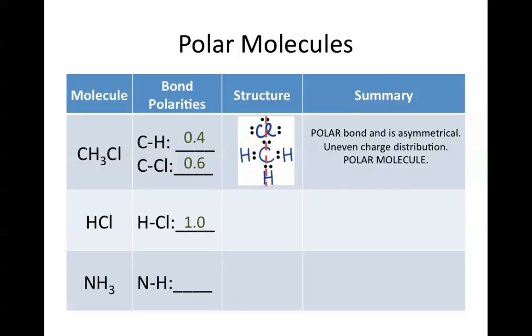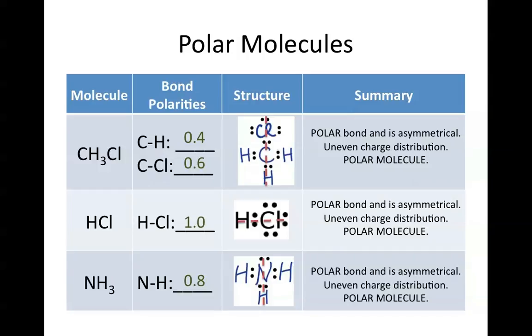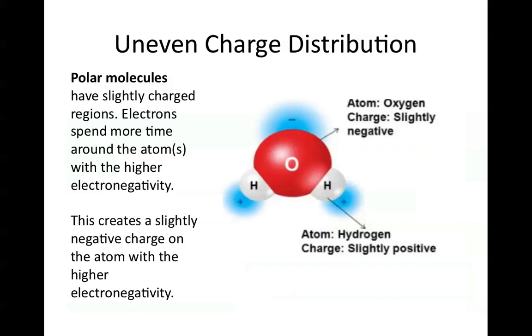When we check HCl, we have a difference of 1.0. I can only have one line of symmetry, so we have both a polar bond and an asymmetric shape, which means we have an uneven charge distribution and another polar molecule. When I complete NH3, I get a 0.8 electronegativity difference. In my structure, I can only draw one line of symmetry, which means it does not pass the mirror test, because again, we need at least two. So again, we have both a polar bond and an asymmetrical shape, which means we have an uneven charge distribution and a polar molecule.